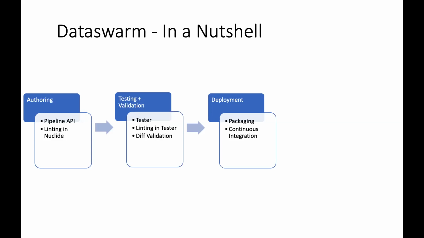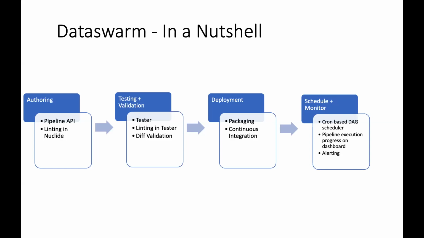And package your pipeline and deploy it automatically. So everything happens automatically. So next step would be a schedule. Schedule, as I mentioned, we support cron-based DAG scheduling, and also we expose the pipeline execution progress on a dashboard. And finally, beyond the dashboard monitoring, which is not that proactive, we'll also provide alerting so that you don't need to look for the errors on the dashboard frequently. You can just wait until the alerting comes if there is anything that needs your attention.